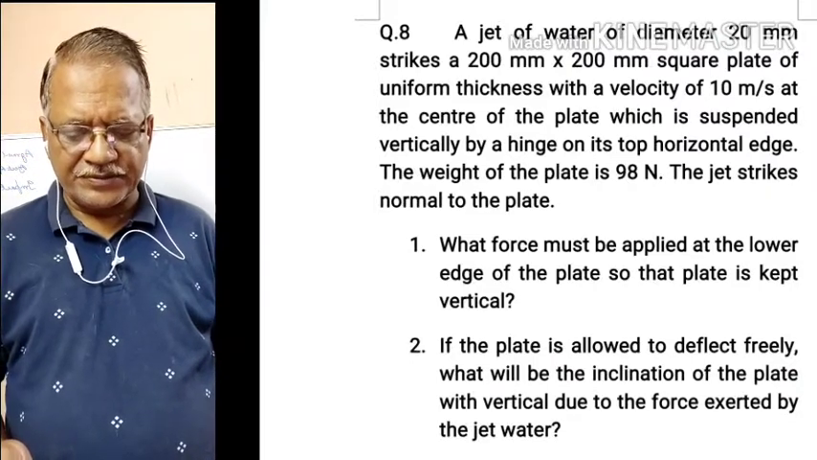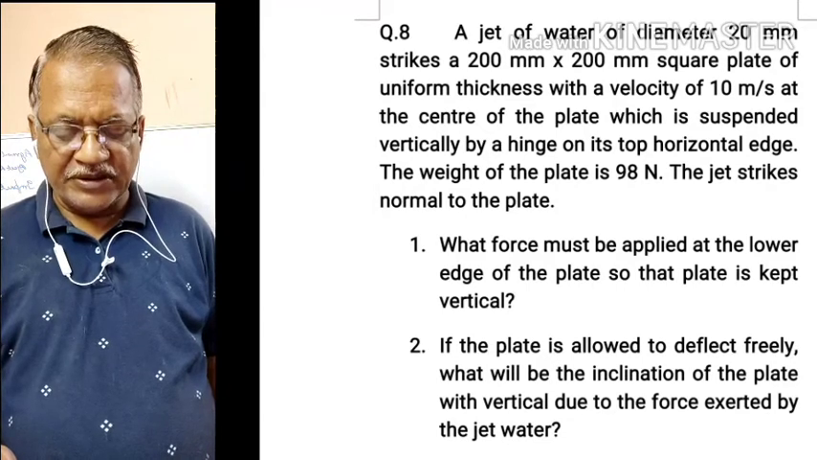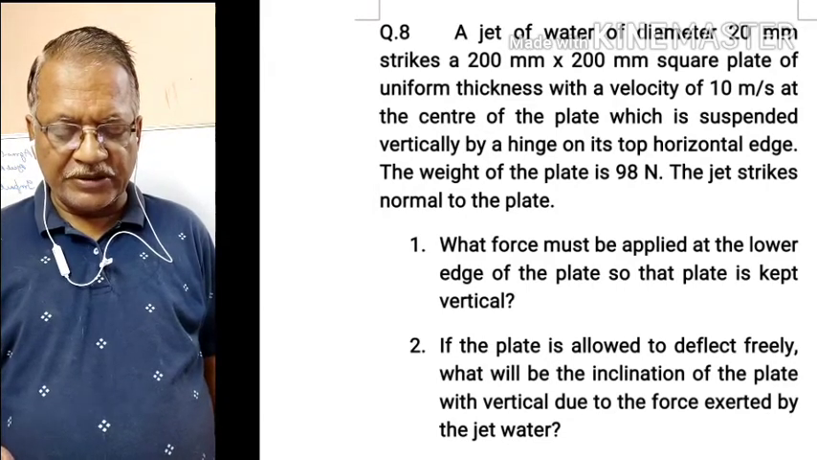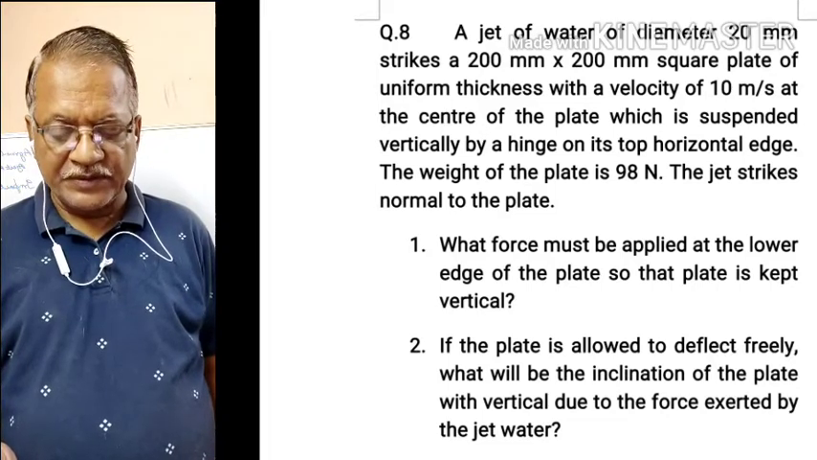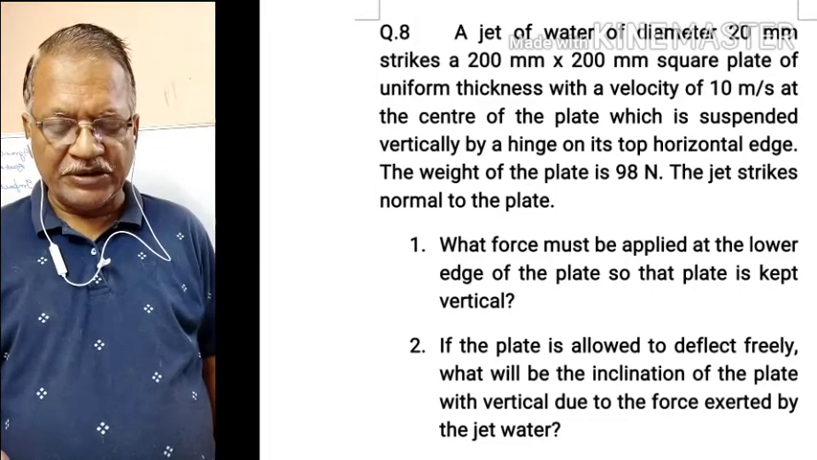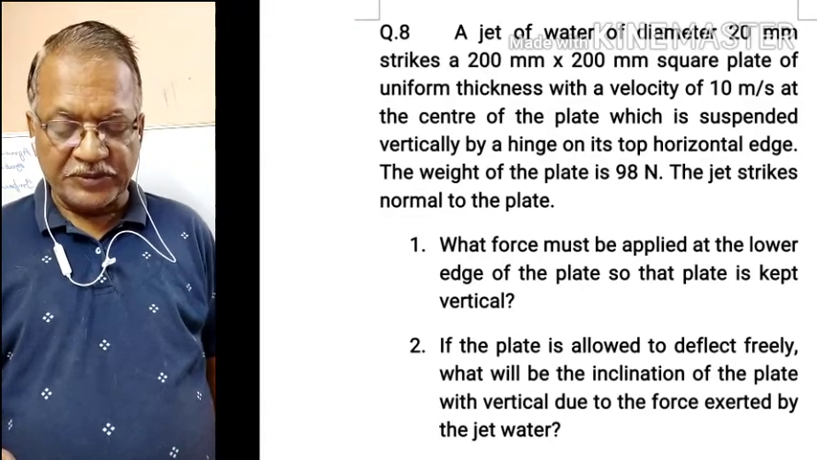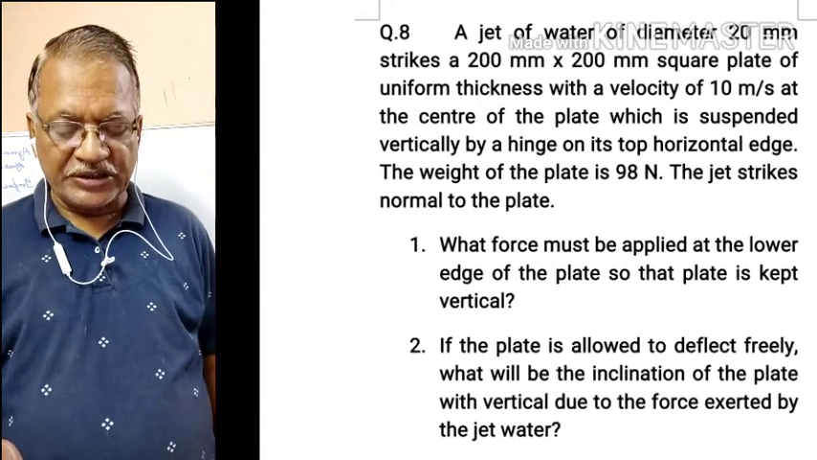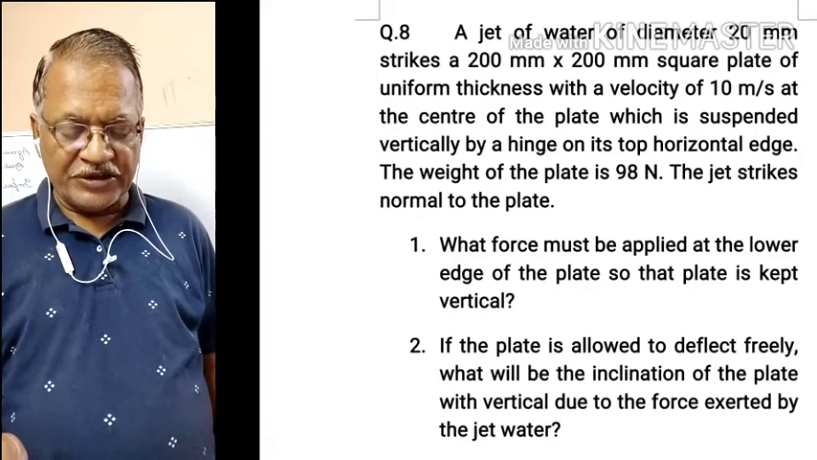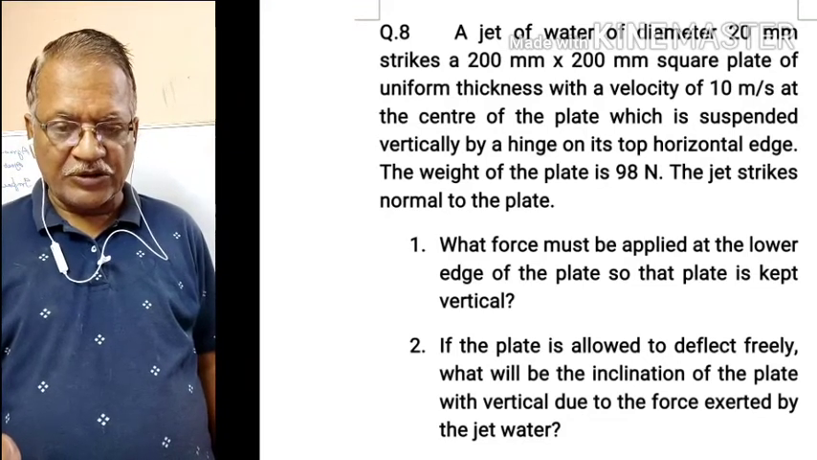Question number 8. A jet of water of diameter 20 mm strikes a 200 mm by 200 mm square plate of uniform thickness with a velocity of 10 meter per second at the center of the plate, which is suspended vertically by a hinge on its top horizontal edge. The weight of the plate is 98 Newton. The jet strikes normal to the plate.